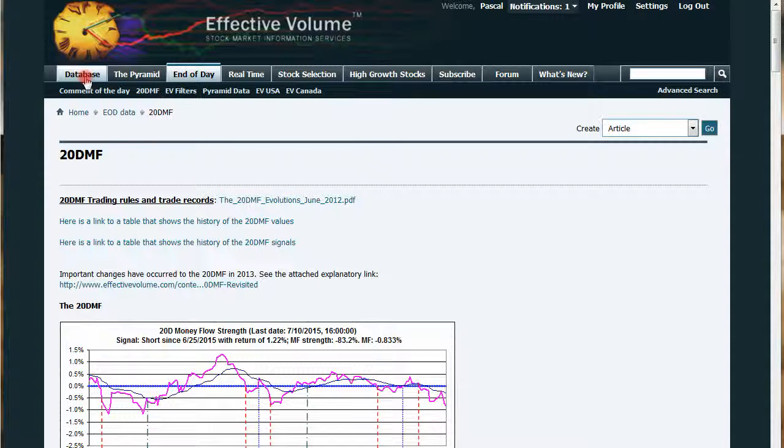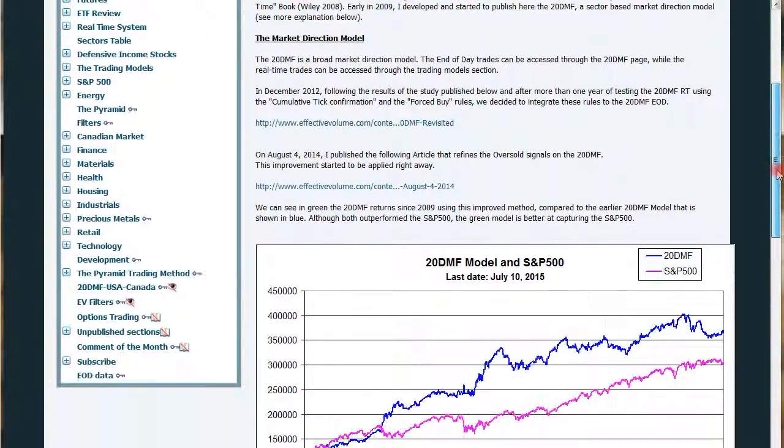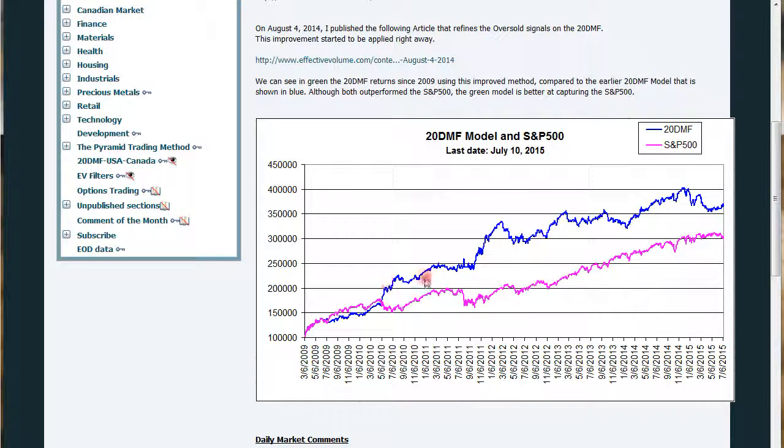For example, if I go back to the database, I updated here the model returns on the signals, and we can see that, okay, it's catching the uptrend, but sometimes, for example here, we have been in a trading range, and the 20 DMF has been whipsawing between short and long signals. So this is very difficult to follow. Why? Because the market is moving at a much faster pace than a 20-day pace.